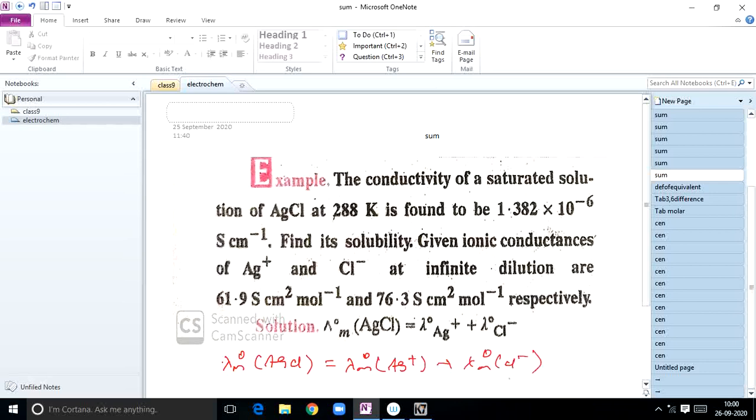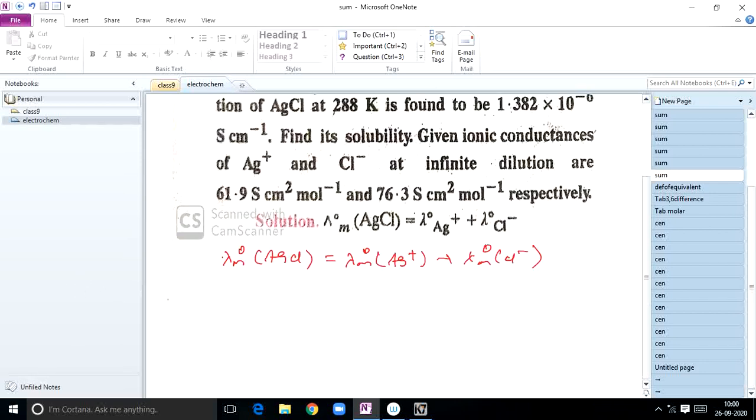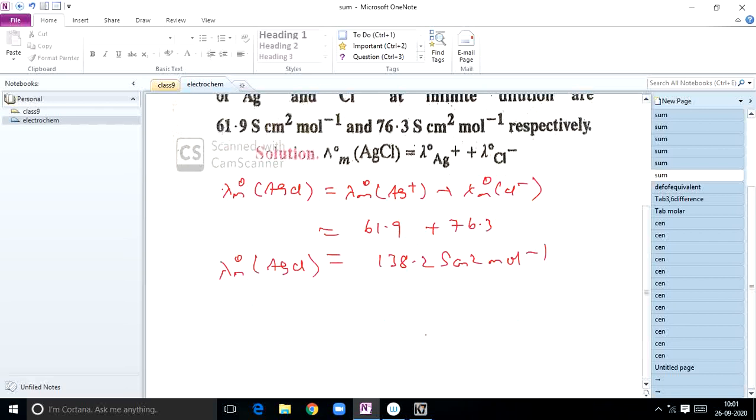After getting this, what you have to do? You add, given this one as 61.9 and this as 76.3, and in total you will get lambda m naught of AgCl as 138.2 Siemens centimeter square mole inverse. So finally I got lambda m naught of AgCl value. Okay students, now after getting that, what you have to do? Solubility. He is asking solubility.